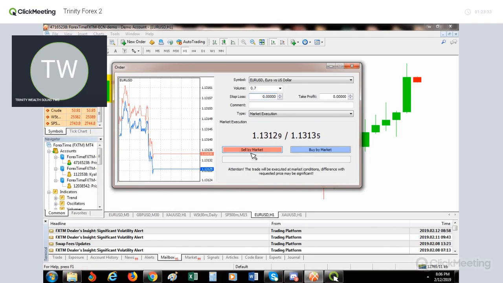With market execution, when you buy or sell, you trade at the prevailing market price, the price displayed on the screen. Right now, as we speak, under the sell, which is our bid price, it's 1.13. It's really moving, just flicking all the time. It's not constant.